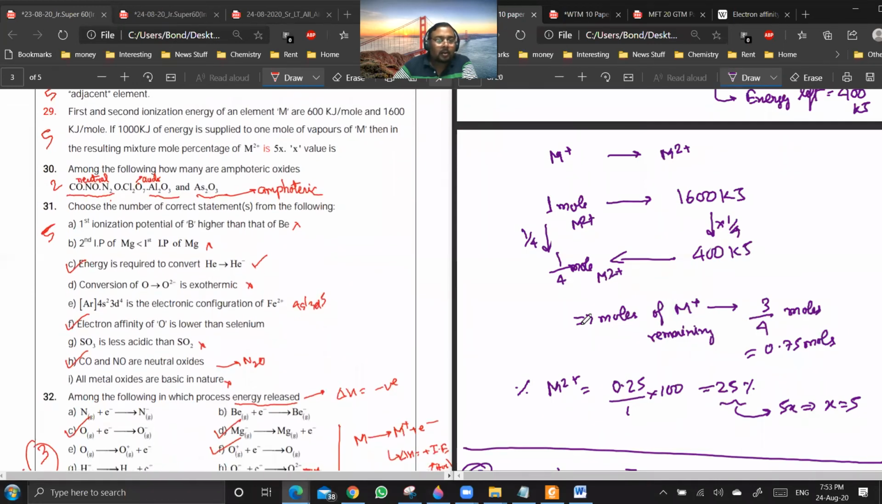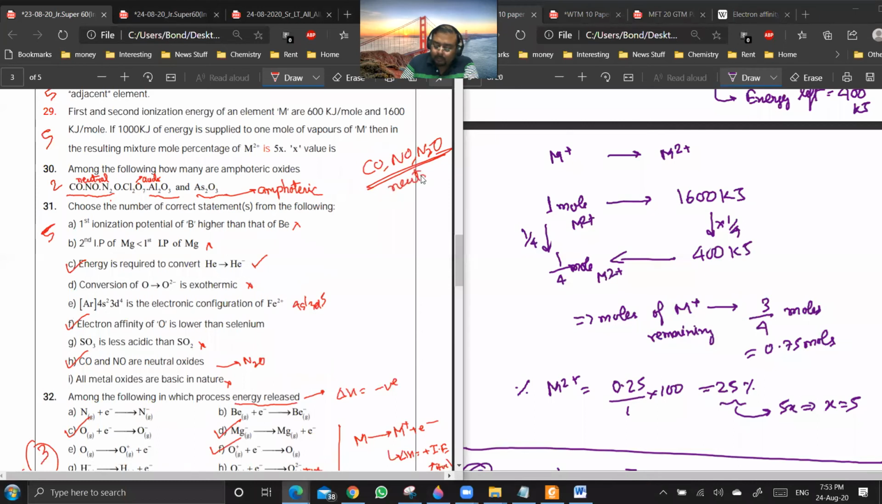30th question. In 30th, you should be knowing CO, NO, and N2O. These are neutral oxides. Cl2O7 will be acidic, and Al2O3 and As2O3 will be amphoteric. This is something which is basically fact-based. You'll be going through a list of all these things in the coming chapter. You have S block, P block, D block, F block to go through, so we'll be going through these things.